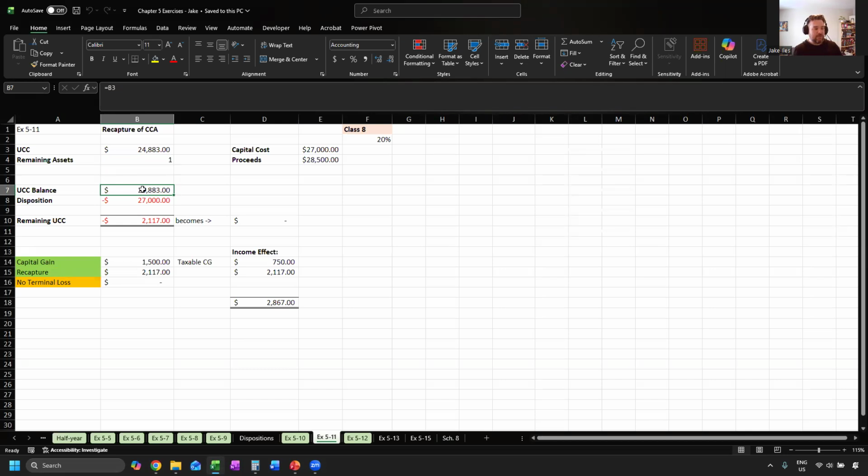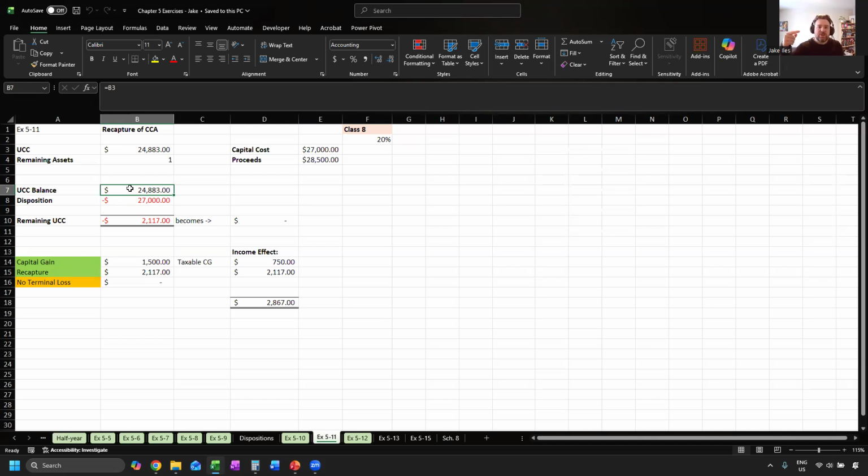Our UCC balance is $24,883. When we subtract $27,000, we're subtracting more UCC than what's available. That implies that this UCC balance is too low. It's recognizing we've recognized too much CCA. We've reduced the UCC to below the real value of the asset.